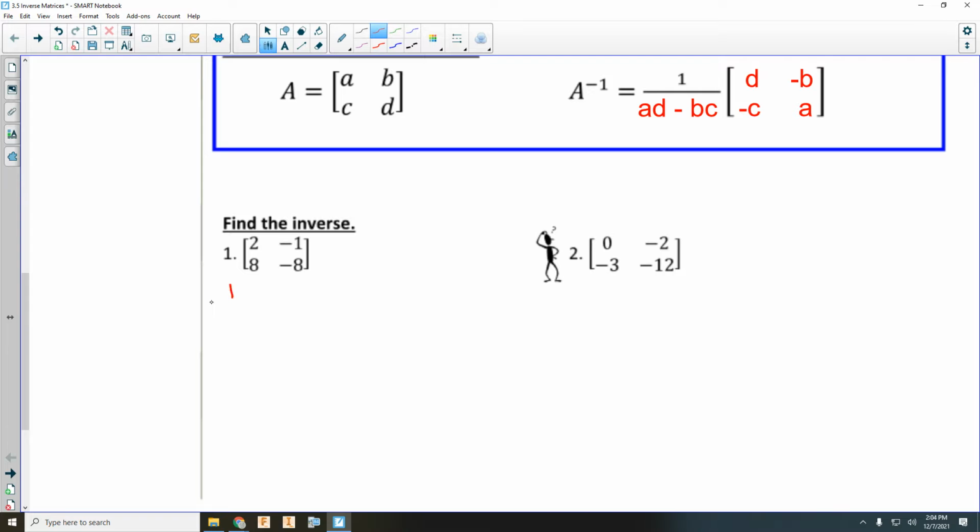So let's see, it would be 1 over AD, so that's 2 times negative 8, minus BC, which would be, what is that? BC is 8 times negative 1. And I would need to multiply that by, let's see, D and A switch places. So D and A, that would be negative 8, A is 2. And then the B and the C stay in the same place, but they flip signs. So then that would be a positive 1 and a negative 8 down here.